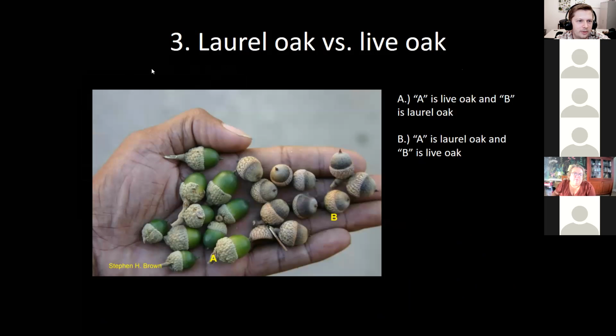Somebody submitted already. Please don't submit yet. We've got 9 questions, and I'll give you 30 seconds for each question. So this one is the acorns, which is a laurel oak and which is a live oak.